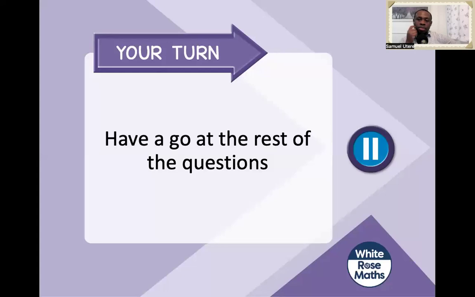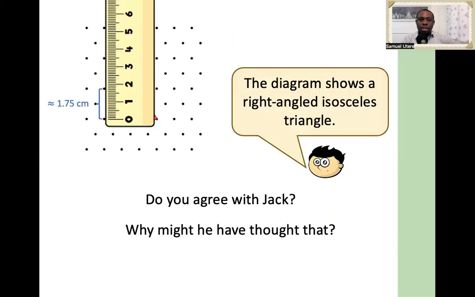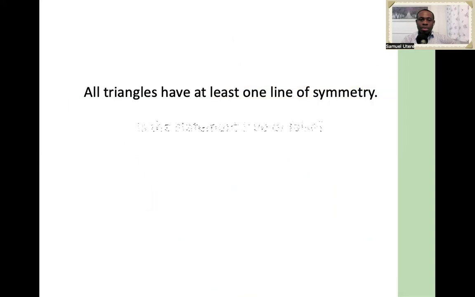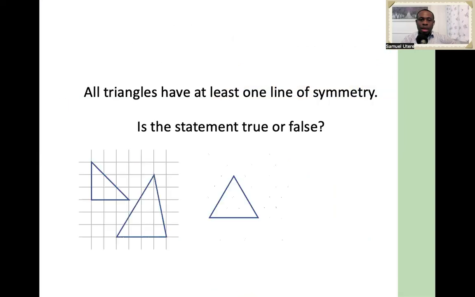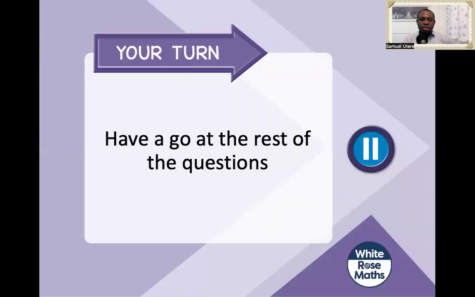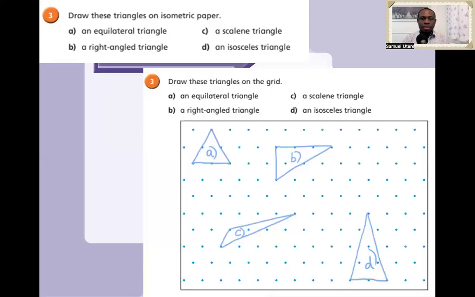So far you have identified some key facts about lines of symmetry, about isosceles and right angle triangles. So I want you to pause the video and do some practice on what you've learned. Pause the video and answer question 3 in 2 minutes. Assuming you've paused the video and you've answered question 3, here are the answers.